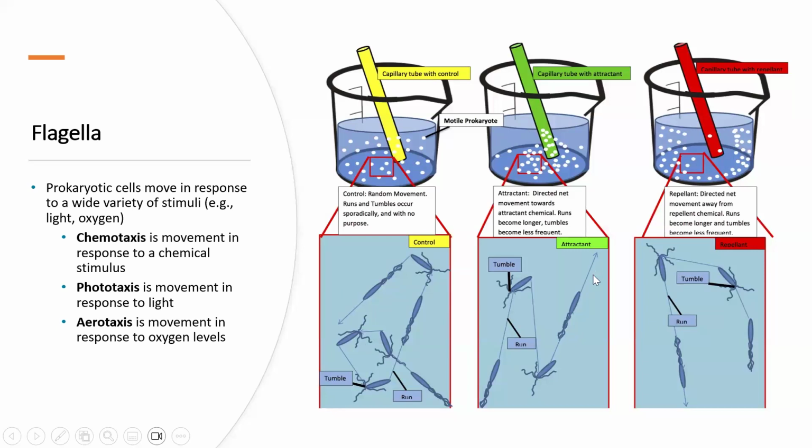If there's an attractant, then they're going to run and tumble, ultimately leading them towards the attractant. And as they get closer, there will be longer runs and fewer tumbles. And for our repellent, we're going to see the opposite. They're going to do more tumbles close and fewer or shorter runs. And then when they go further away, they're going to have longer runs and fewer tumbles.